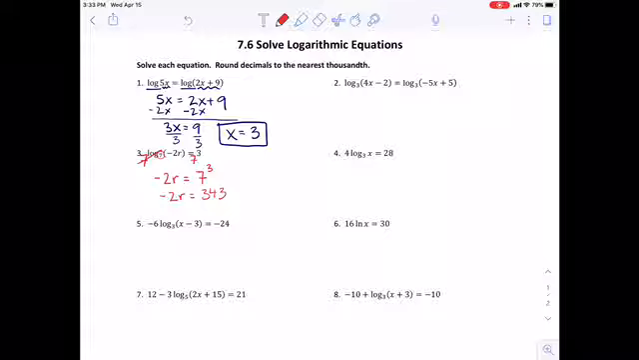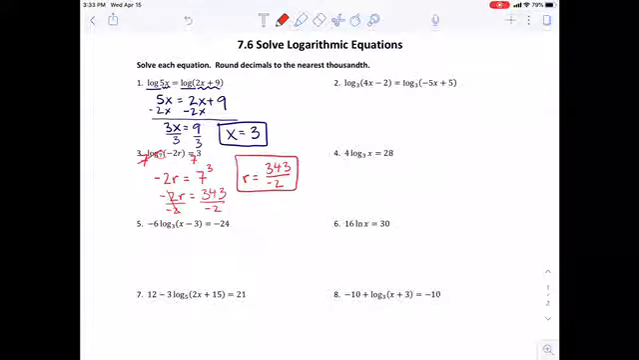Well, I want the r alone, so I'm going to divide on both sides by negative 2. 343 will not divide nicely by 2, so you can turn it into a decimal if you would like, but I'm going to leave my answer as the fraction 343 over negative 2, which will be my final answer.